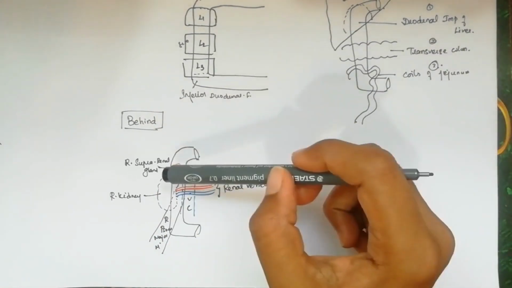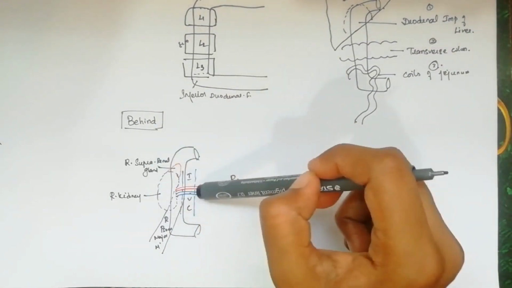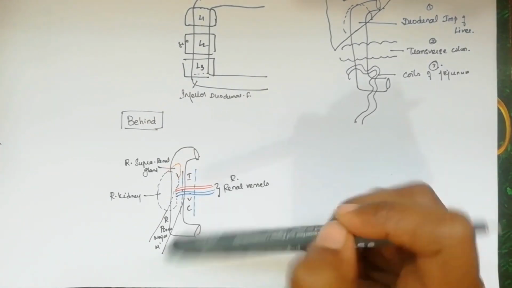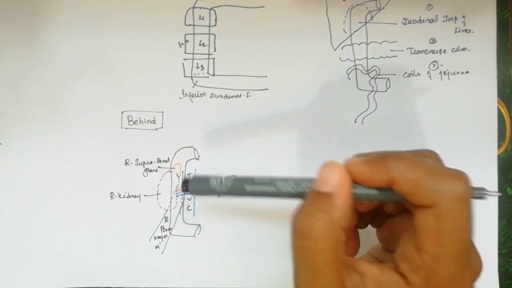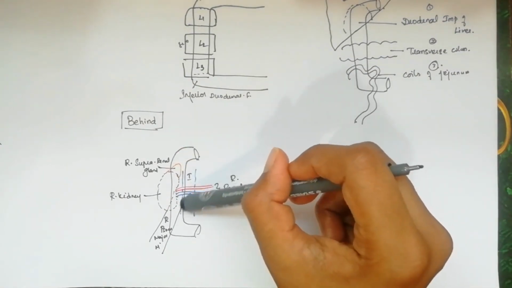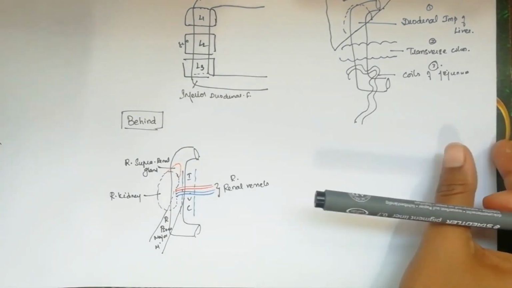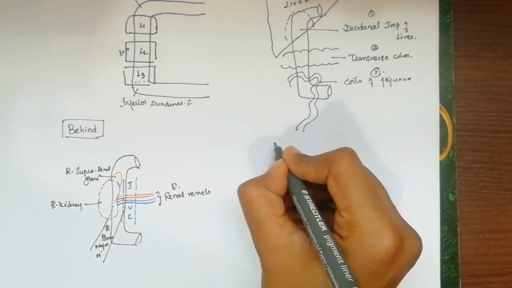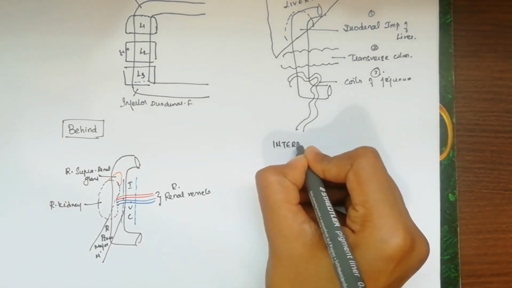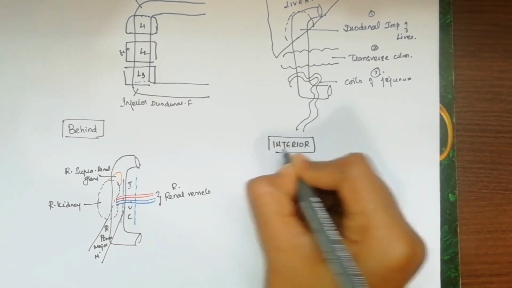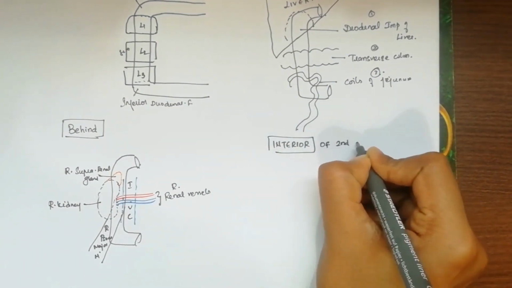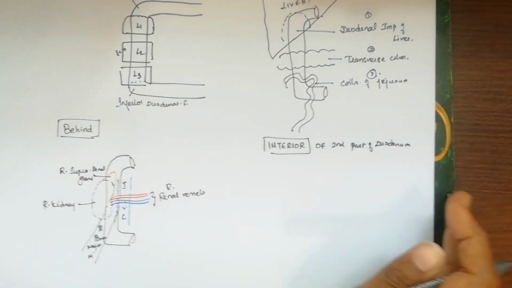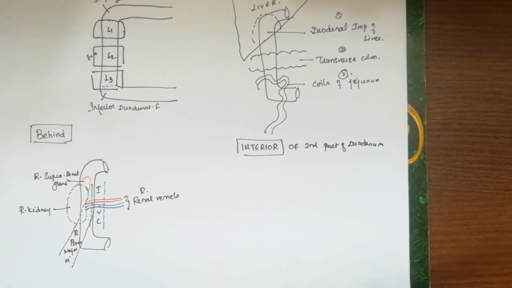So we have seen front relation and posterior aspect relation, how these structures are related. Now we will move on to the interior of this second part of duodenum. We have got some other important features for this that we will summarize now, such as if you are taking the interior of second part of duodenum, we have got some features.